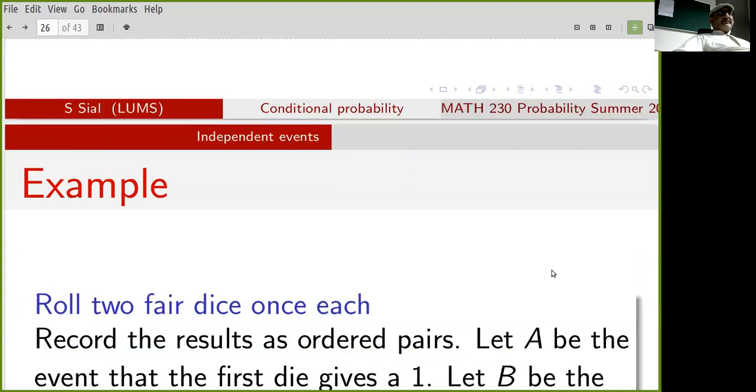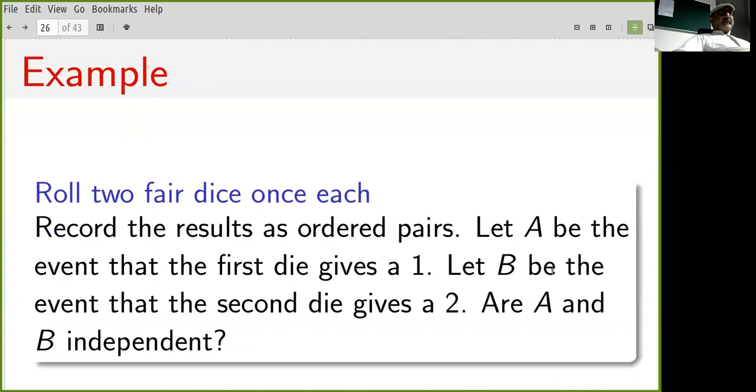All right, so let's do an example. Supposing that you have 2 fair dice, and you're going to roll each one once, and the results are recorded as ordered pairs. Okay, so that's the experiment. Let A be the event that the first die gives a 1. Let B be the event that the second die gives a 2. Are A and B independent?